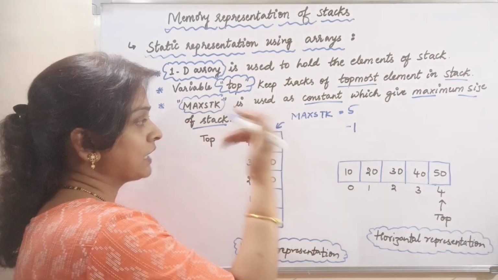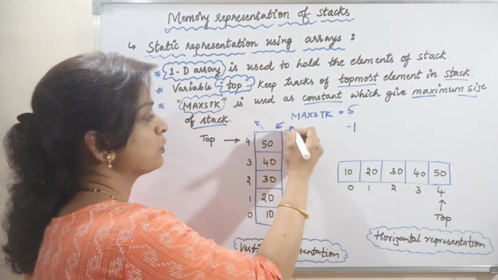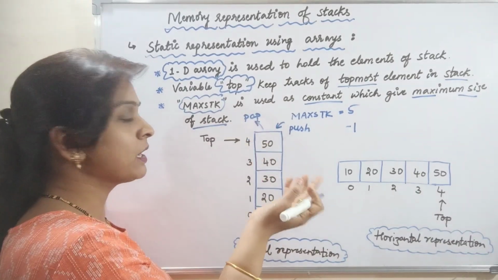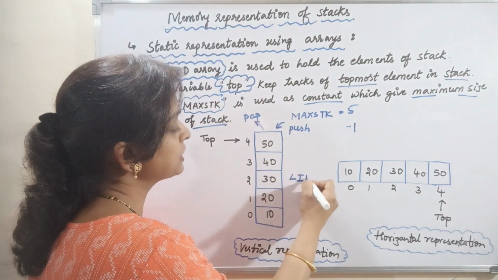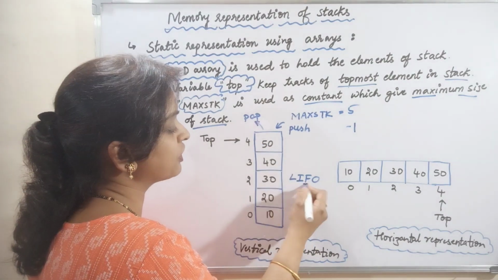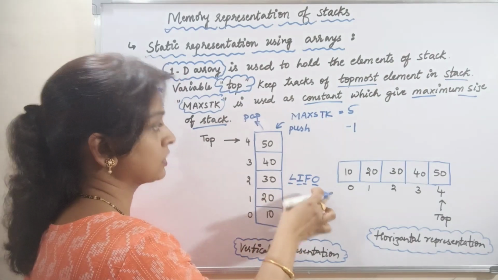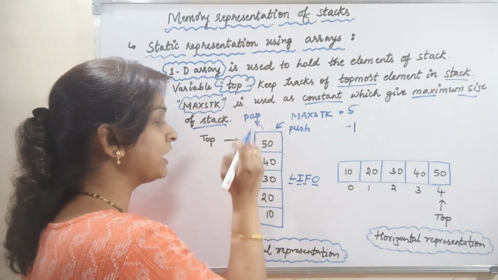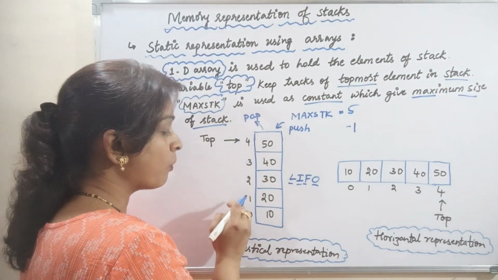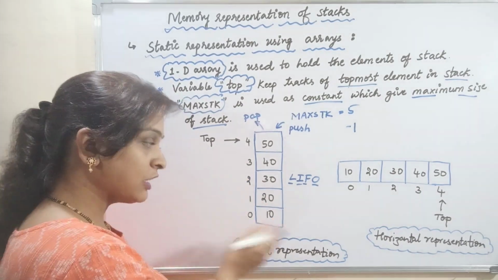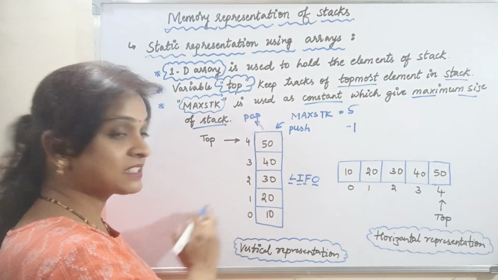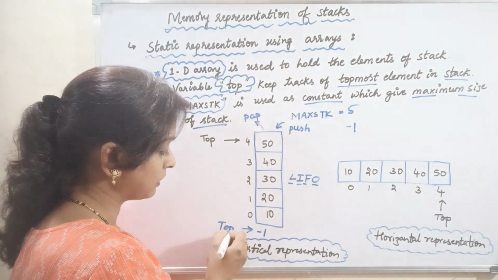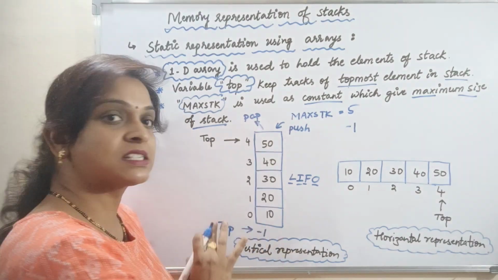Then I start removing the elements. Push is done. Then I pop the elements, meaning the topmost element will be popped. The LIFO principle: last in, first out. 50 will go. Then I decrease the top pointer: top equals top minus 1. 4 minus 1 is 3, 3 minus 1 is 2, 2 minus 1 is 1, 1 minus 1 is 0. Then 10 is also removed. When everything gets popped out, 0 minus 1, the top will be minus 1. So when top becomes minus 1, the stack is empty.